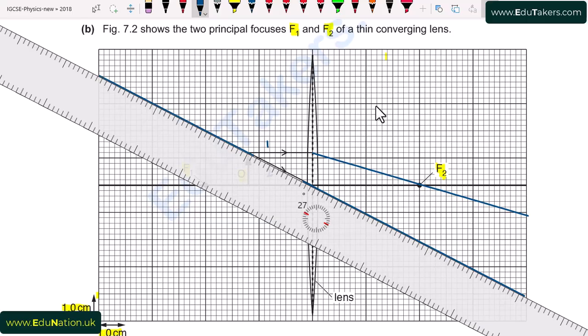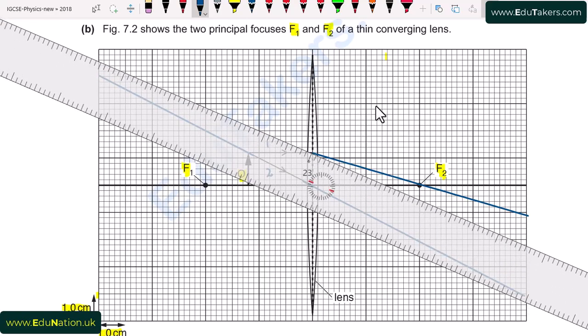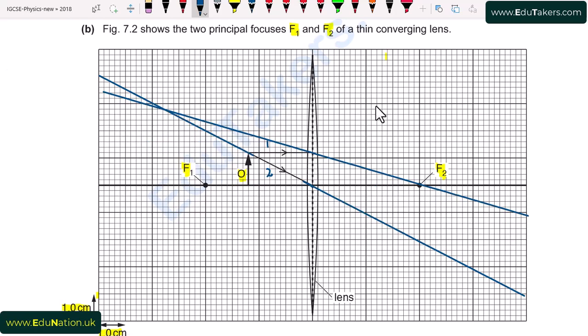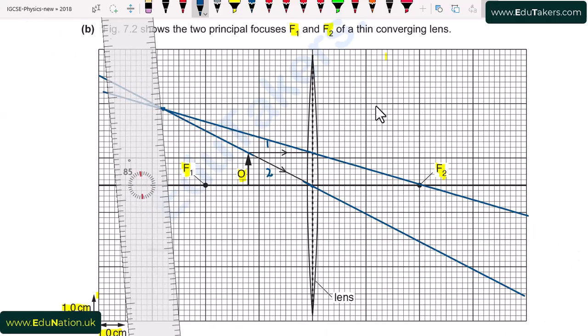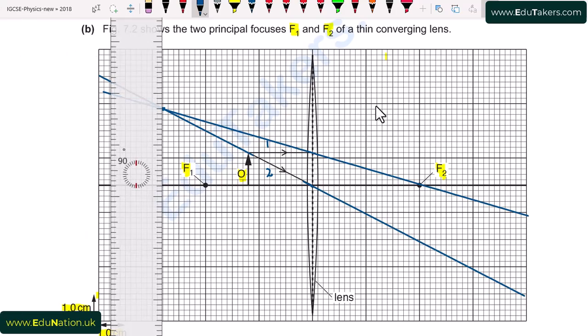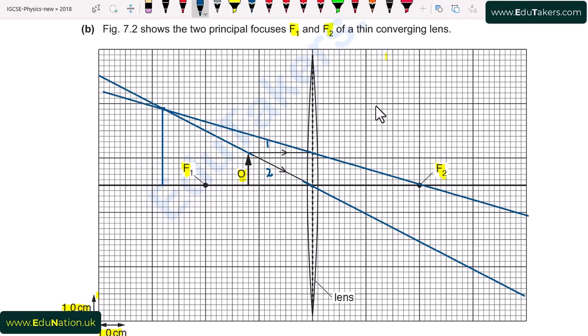The point where these two rays meet is actually the position of the image. So at this point both of these rays meet. So at this position the image is formed. I am going to draw the position of this image, and I am going to label it with I.